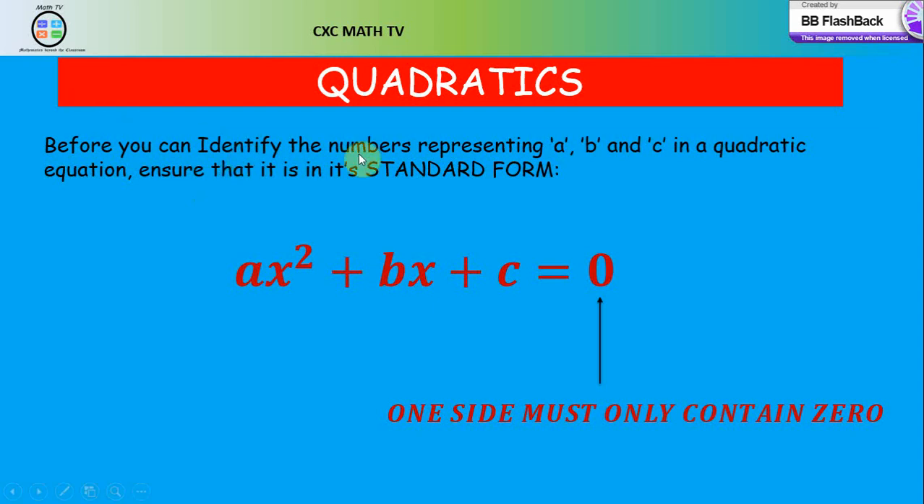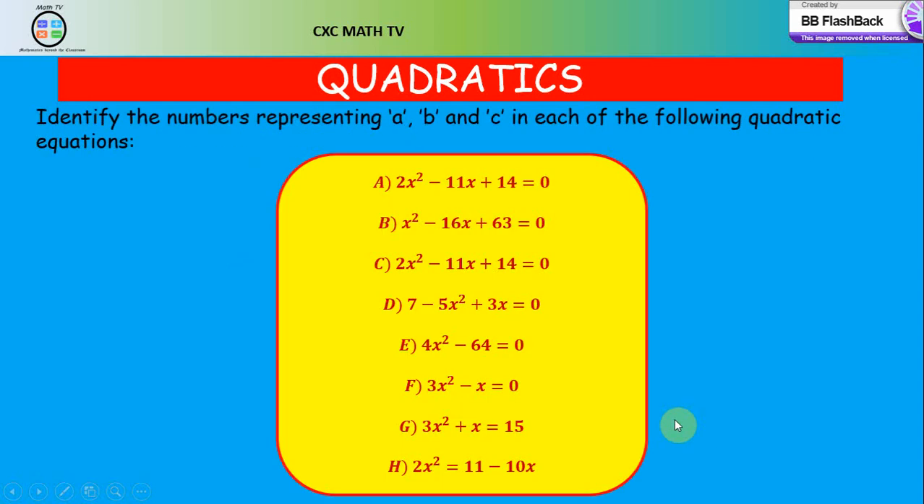Now, before you can identify what is represented by a, b, or c, you must first put it in standard form, meaning it must be equated to 0. So here are some questions we're going to do. Here we need to identify our a, b, and c for each of the following. For the first one, it's straightforward. The quadratic equation is ax squared plus bx plus c equals 0.